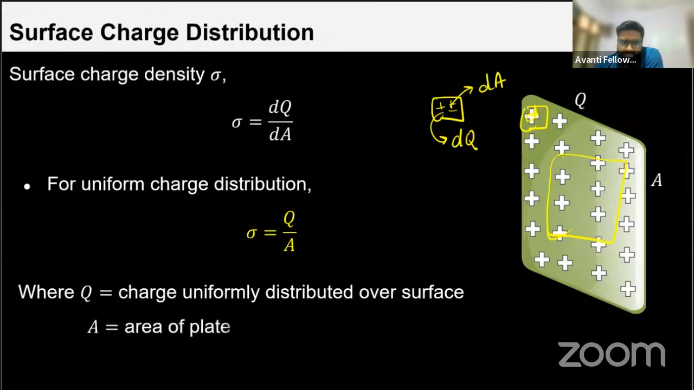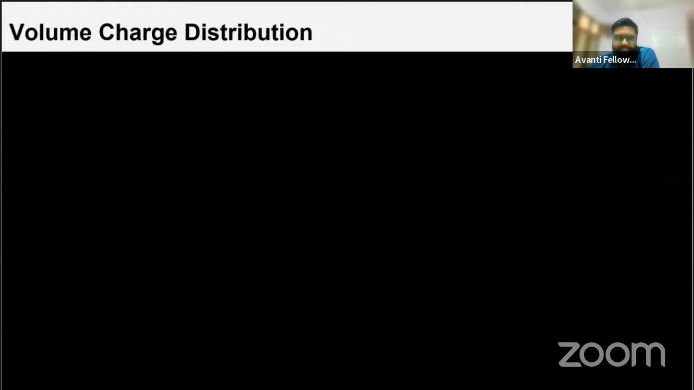The unit of this sigma is given by coulomb per meter square. I hope this is clear to you all. Any kind of doubt you are having in this, you can ask me anytime.